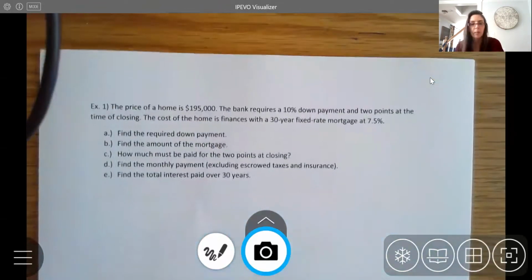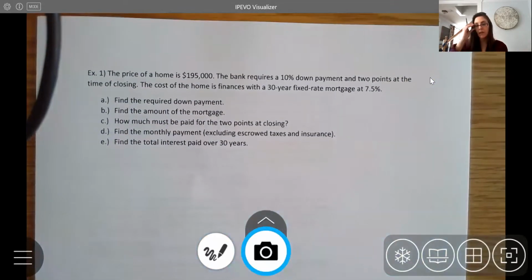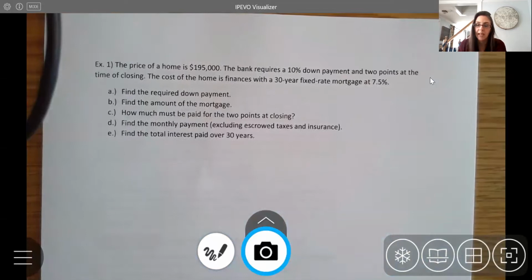All right, so let's do an example. The price of a home is $195,000 and the bank is requiring a 10% down payment and 2 points at the time of closing. The cost of the home is financed with a 30-year fixed rate mortgage at 7.5%.